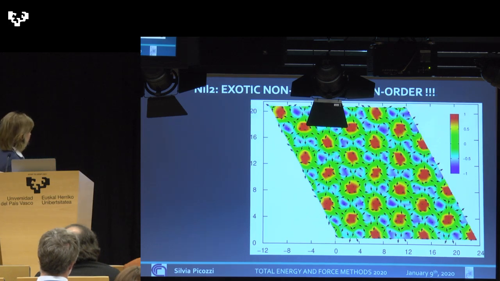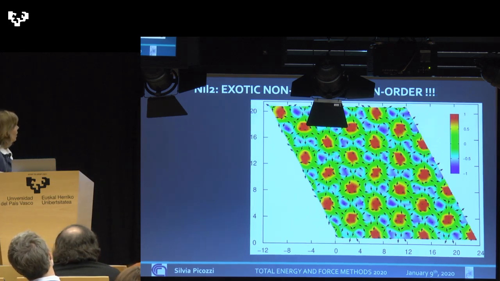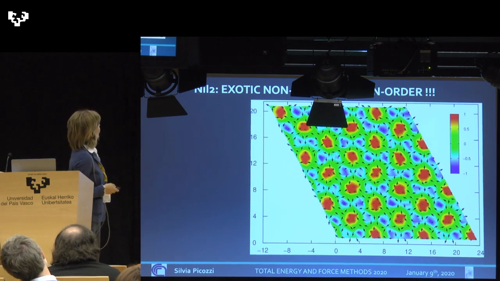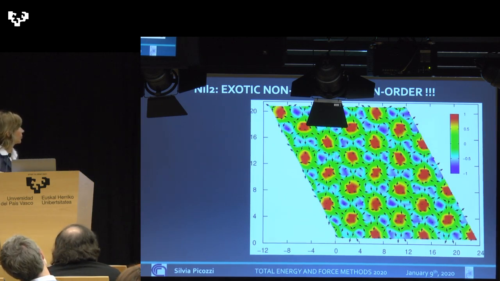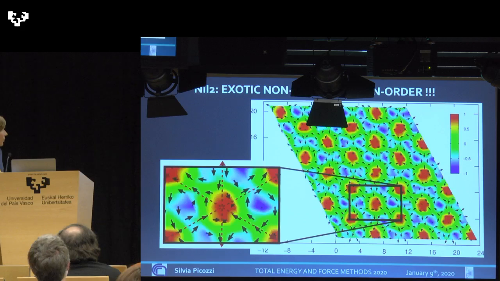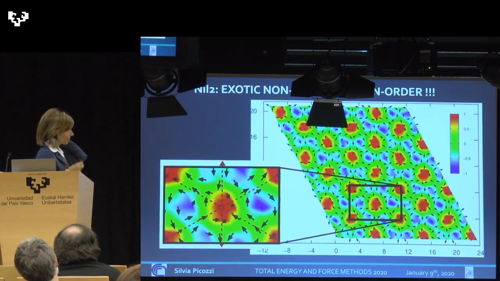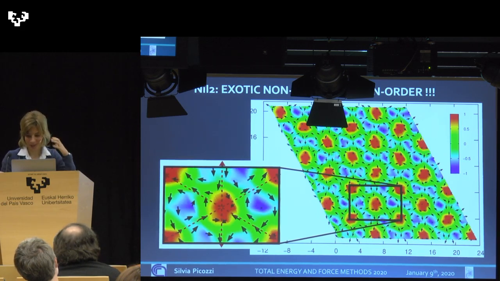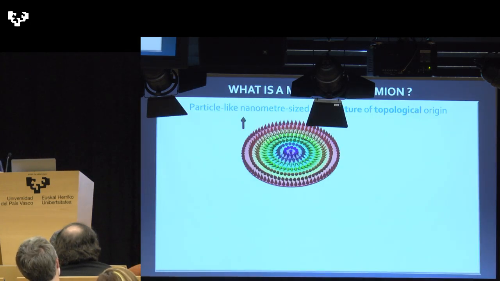But surprises came from nickel iodide. So, of course, this is very different from nickel bromide. You see some kind of spot here. I think I have a zoom, which is something that we didn't expect at all. And maybe some of you are familiar with skyrmions or some localized object, like a localized spin texture. So I went back to some slides stolen from Stefan Blügel, who's the main top player in DFT for skyrmions.